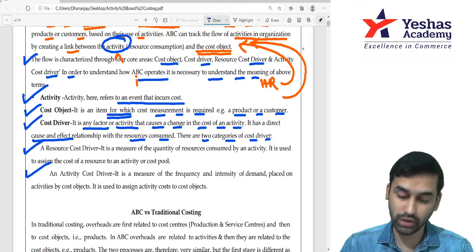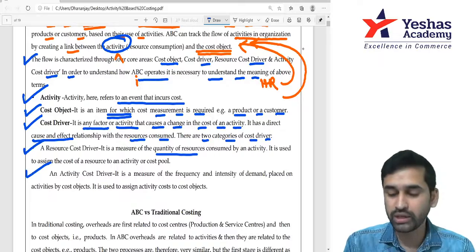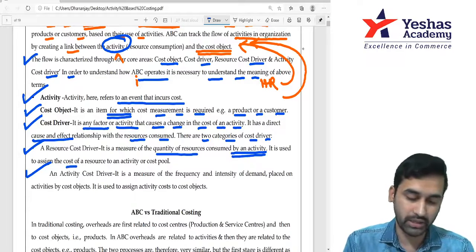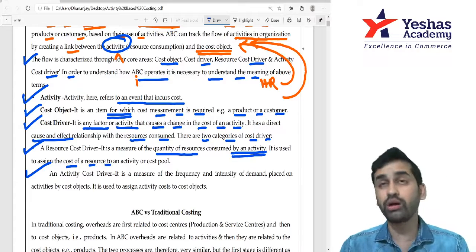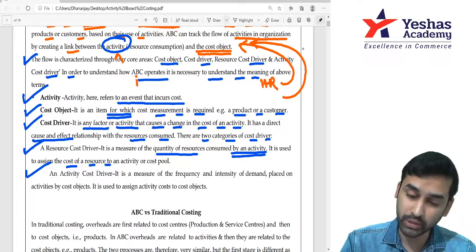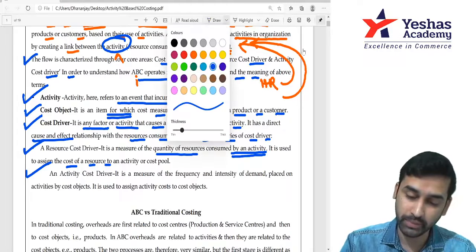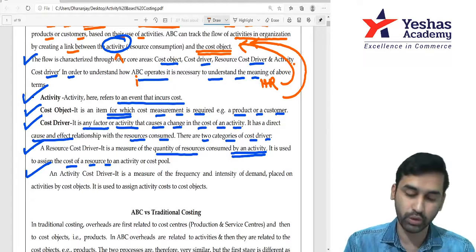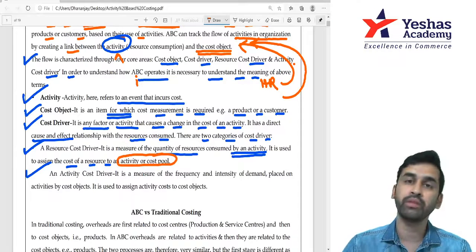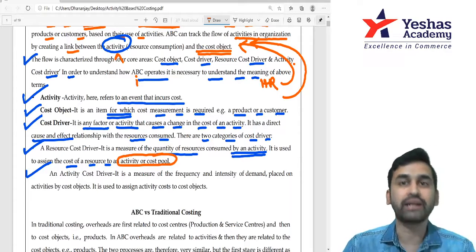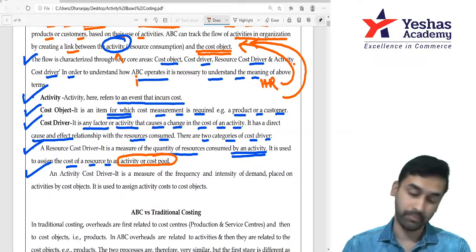What is resource cost driver? It is a measure of the quantity of the resource consumed by an activity. It is used to assign the cost of a resource to an activity or cost pool. Some students get confused in this chapter because of these new terms. Please don't worry. Activity means cost pool. It is one and the same. Cost pool means activity. Clear?